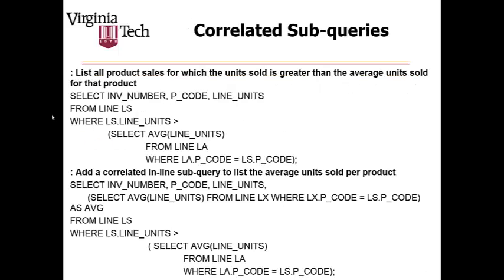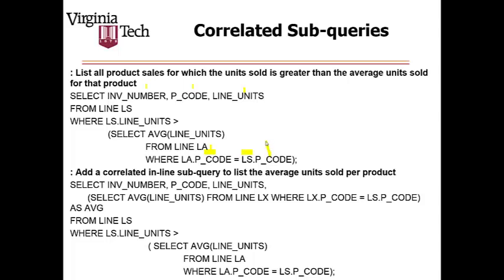All right, so list all product sales for which the units sold is greater than the average units sold for that product. So I'm going to select the invoice number, the product code, the line units from the line named LS, where the LS line units is greater than, select the average units from line labeled LA, where the LA product code equals the LS product code.